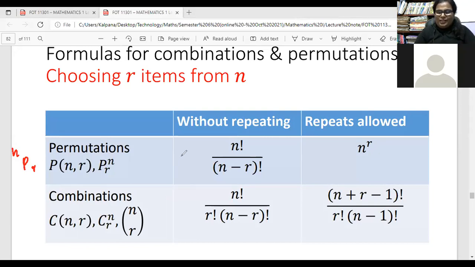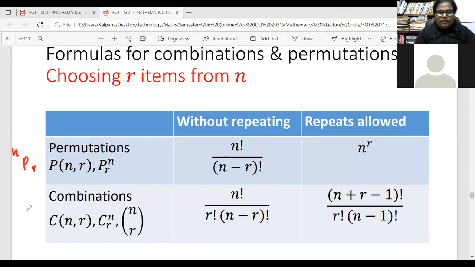Actually these formulas are not very essential, right? But you have to know how these formulas are formed.